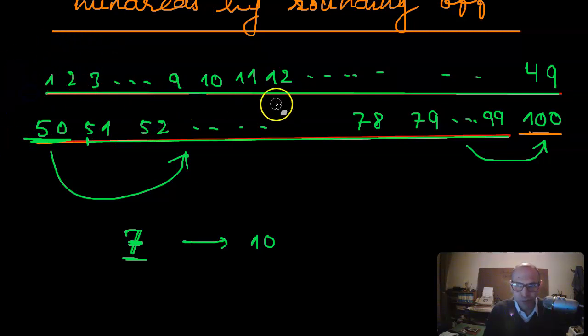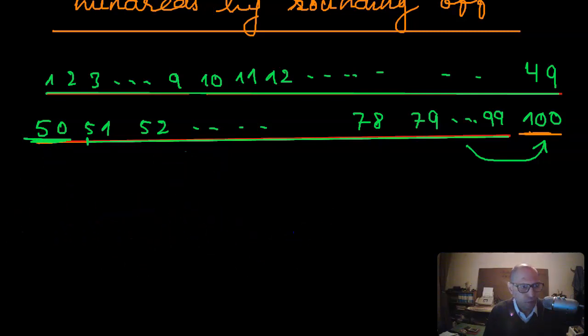Okay, now there's something interesting about numbers. For example, if you consider numbers from 1 to 100, so you go from 1, 2, 3, all the way up to 9, then 10, then 11, 12, 13, 14, all the way up to 49. Then you have the number 50, and then you go from 51, 52, 53, all the way up to 99, and then the 100.